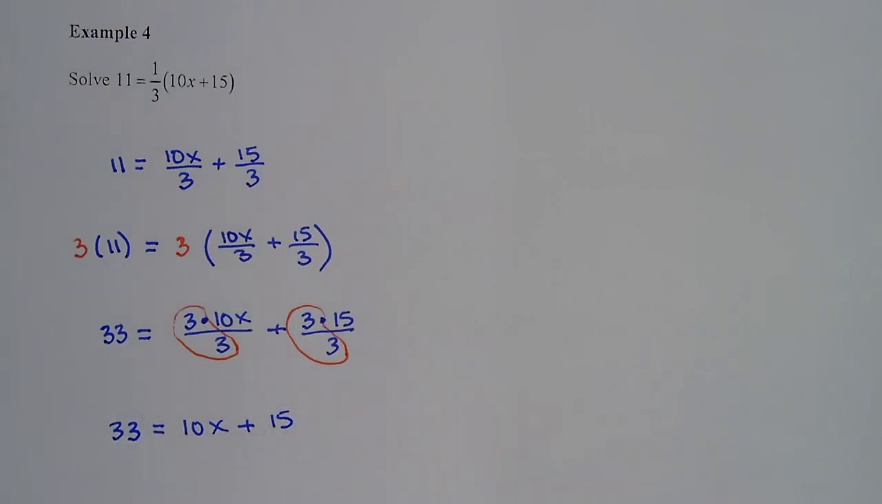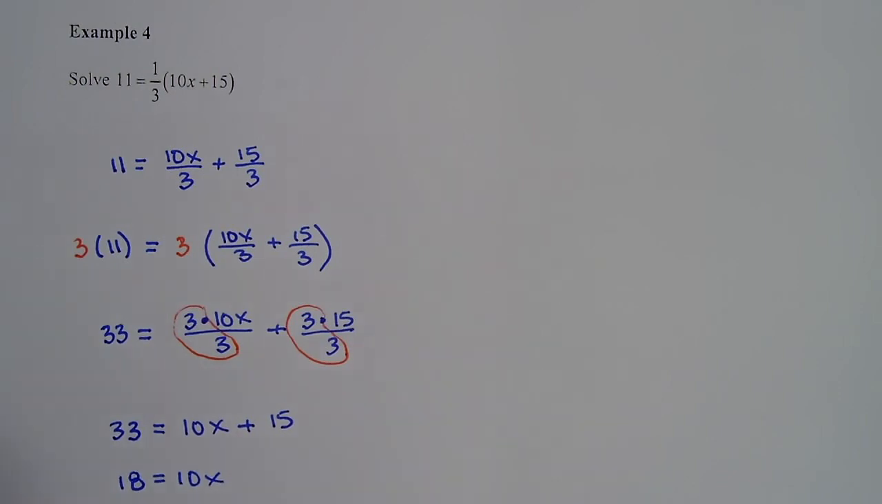And now the next thing is I'm going to keep this x on the right-hand side, because that's the only term that has x. This is the number and this is the number. So I'm going to subtract 15 from both sides, and 33 minus 15 would give me 18 is equal to 10x. And then dividing both sides by 10, we would get 1.8 is equal to x.